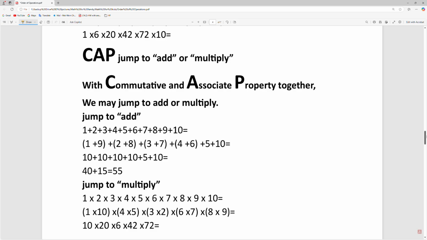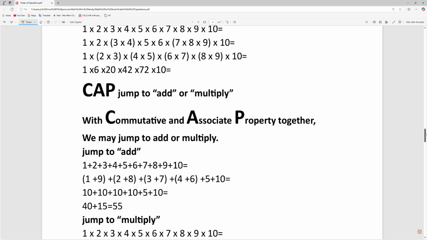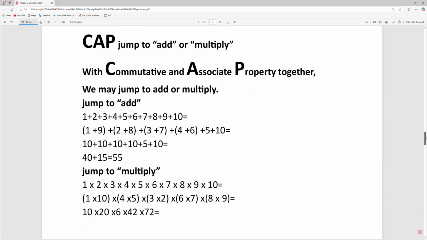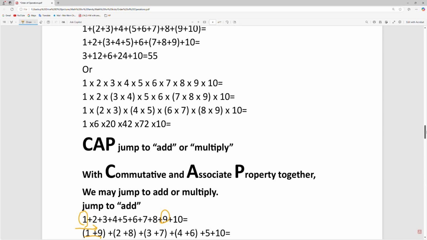And then I'm going to talk about my own property, CAP, because a lot of the time you are allowed to jump to calculate. You can jump to calculate. You don't need to always follow from left to right to calculate. Now, why is that? I will explain pretty soon.